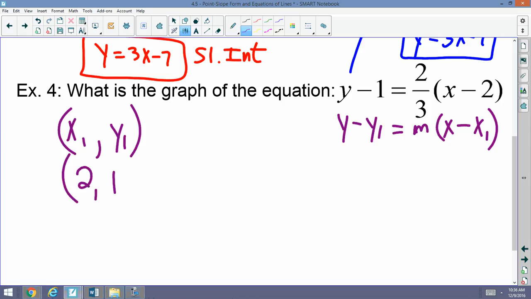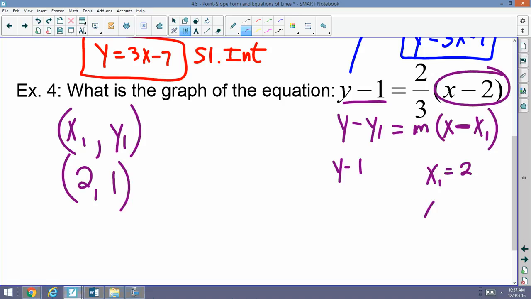Why? Think about it, guys. If y is 1, what's y minus 1? Y minus 1, right? If y was negative 1, wouldn't it have been a plus up here? Okay, do you see that? And then the x, it's x minus x1. So since it's x minus 2, that means x1 has to be 2. If x1 was negative 2, then that would be a positive 2. They're opposites. You see this, right, guys? Okay, so now, what is the graph of this equation?